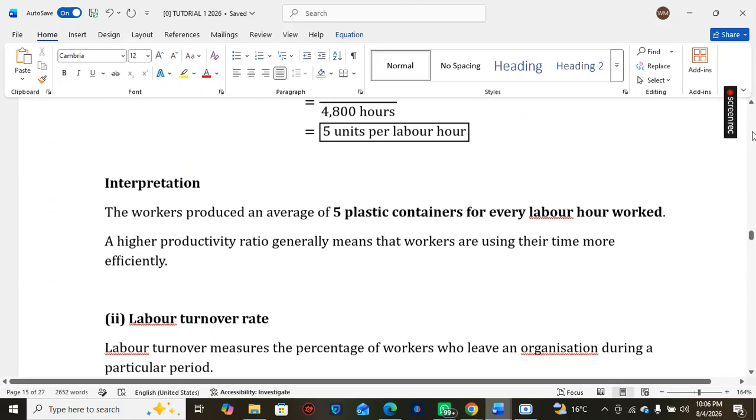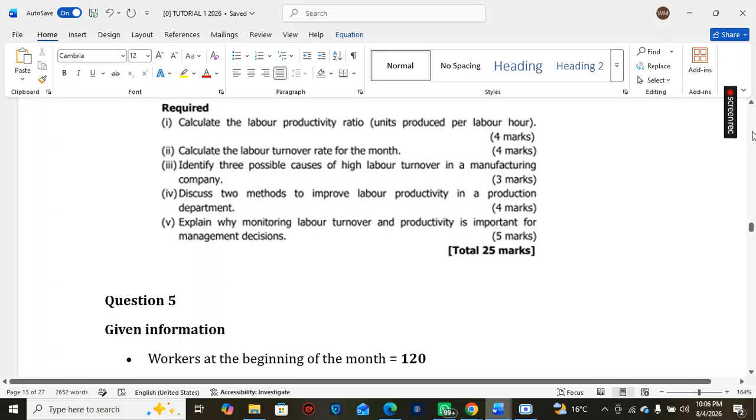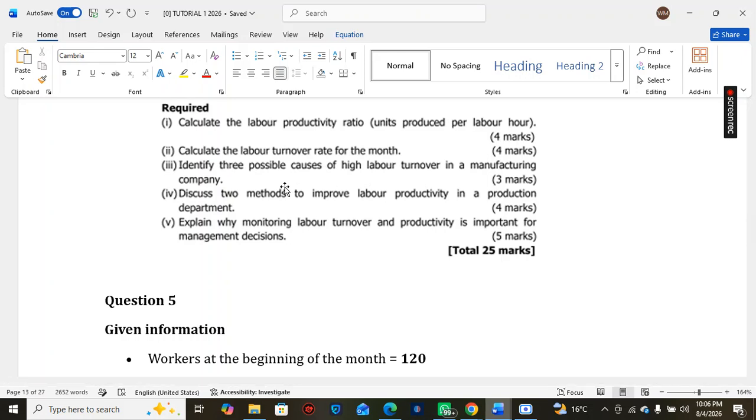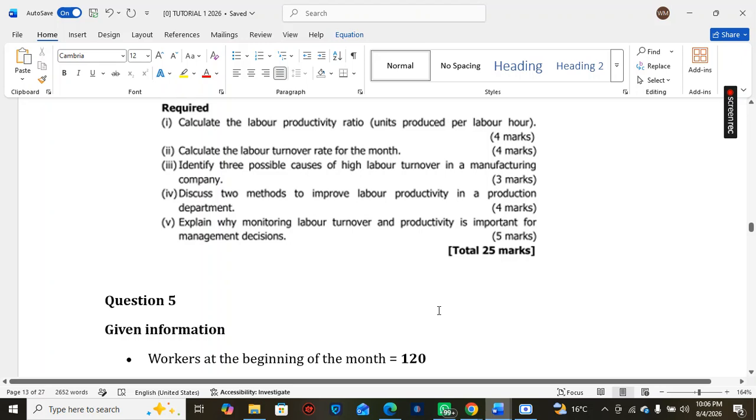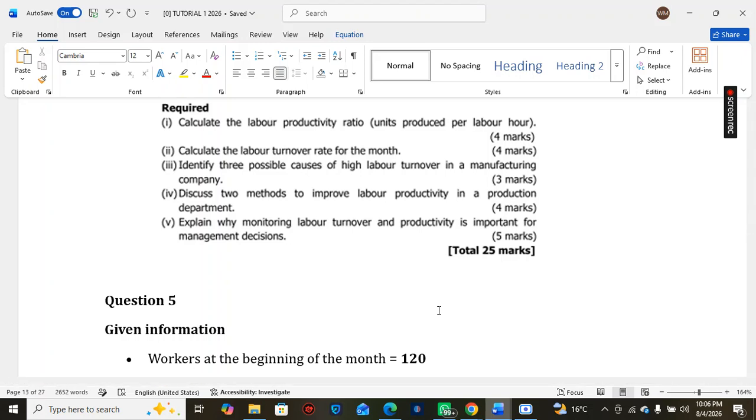There is this part here. Identify 3 possible causes of high labor turnover in a manufacturing company. I will start with one, bad working conditions. With bad working conditions, people will start leaving the company. What's another reason?